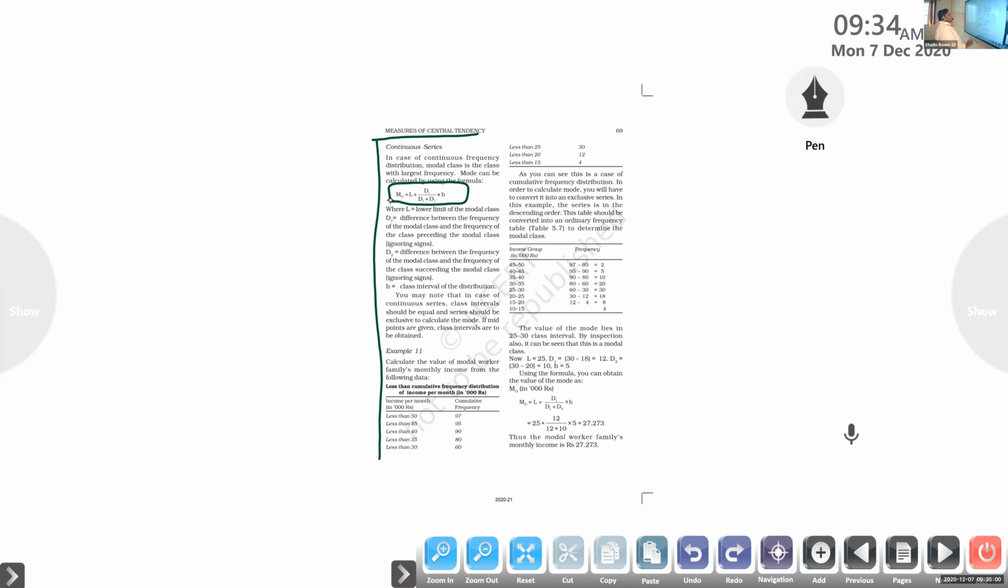In case of continuous frequency distribution, modal class is the class with the largest frequency. Clear? Mode can be calculated by using the formula Mo is equal to L plus D1 divided by D1 plus D2 into H, where L is the lower limit of the modal class, D1 the difference between the frequency of the modal class and the frequency of the class preceding the modal class, ignoring the signs.